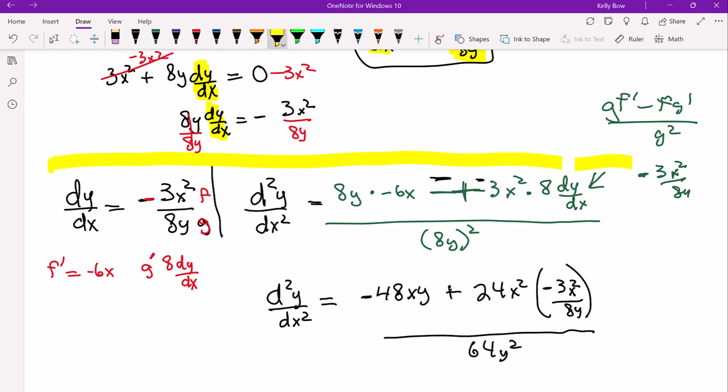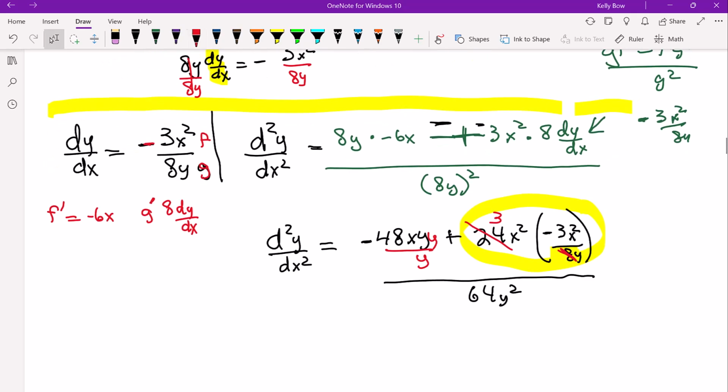Look at what we have. This whole thing right here has a denominator of 8y. Let's see if anything can cancel. Oh, the 24 and 8, so that just leaves a y. This becomes a 3. But now we have to multiply top and bottom here by a y. Well, look at what we have. I'm going to multiply this top and bottom by 64y squared.